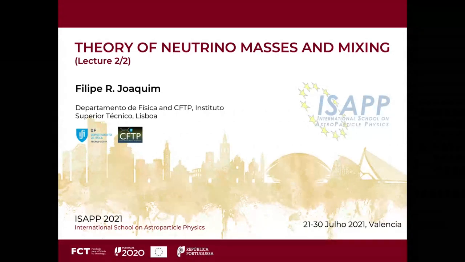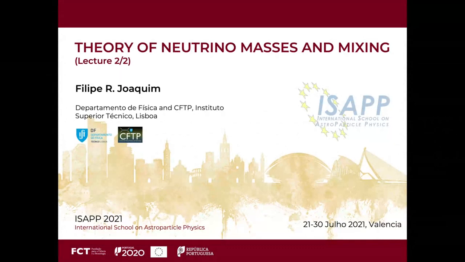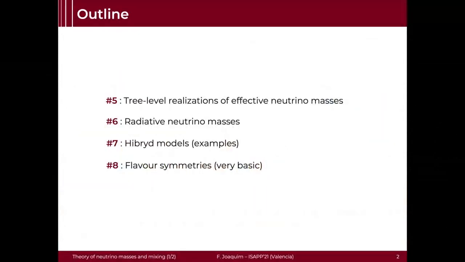Good morning, everyone. I hope you had a nice weekend. So the outline for today's talk: I will end up discussing the three-level realizations of the effective neutrino mass operator that we started on Friday. Then I will talk about some models of radiative neutrino masses and some examples of hybrid models, and at the end, very basic considerations about flavor symmetries.